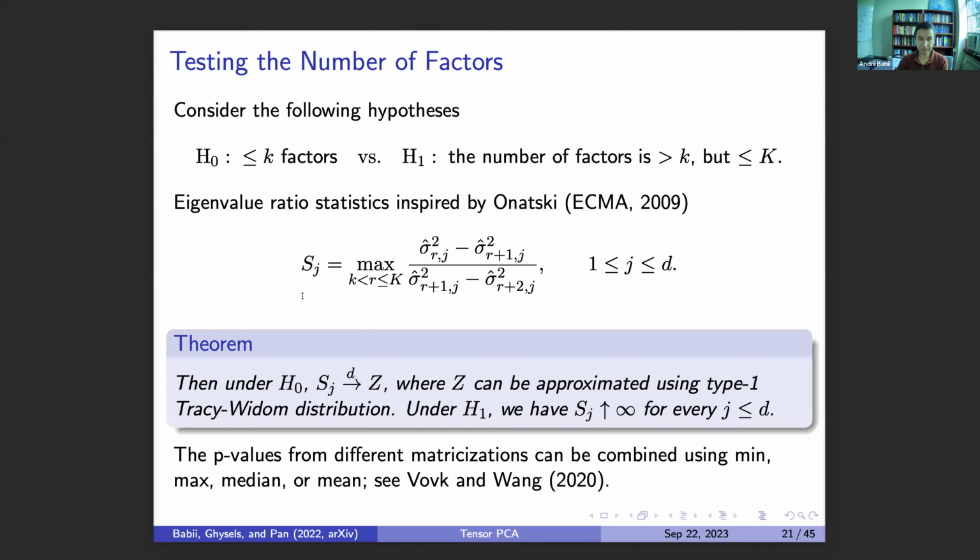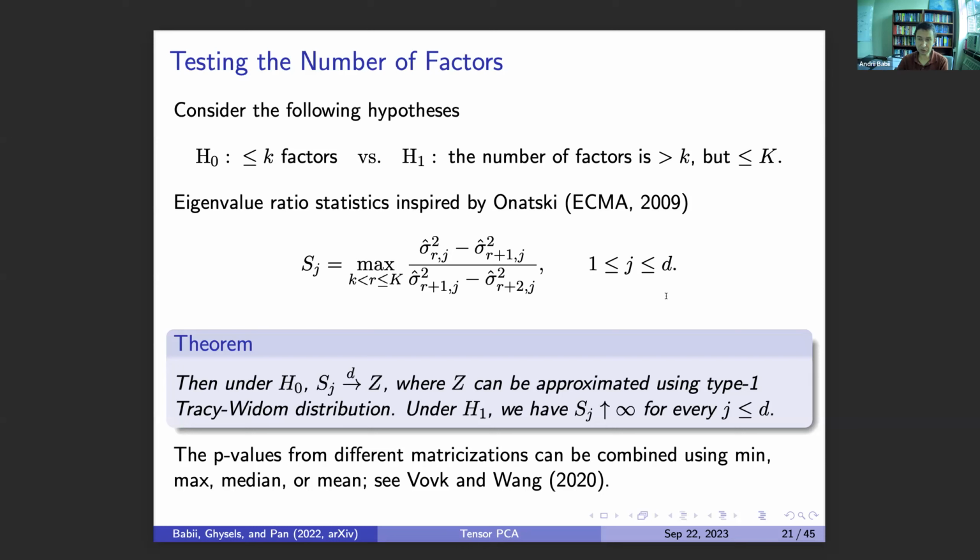And we can show that under the null hypothesis, the distribution of these statistics can be approximated by the max of the ratio of differences of Tracy-Widom type 1 distributions using the random matrix asymptotics. So this is under the null. Under the alternative, it diverges. And so we end up having d different statistics for the same null hypothesis from different matricizations.